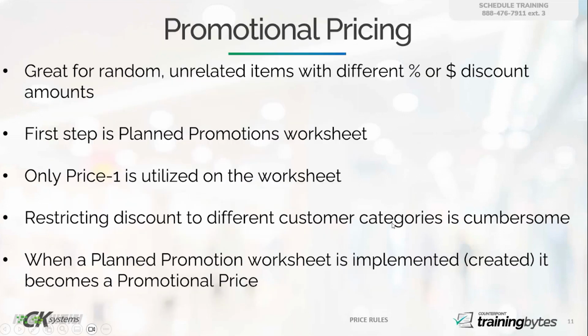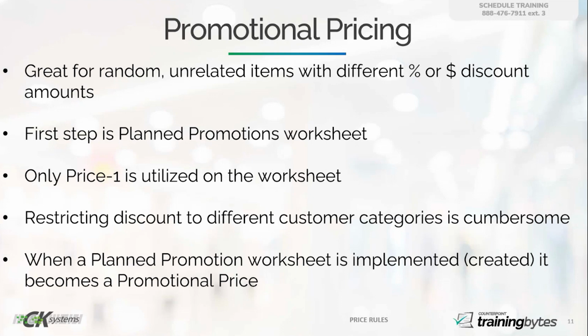So we're going to talk about promotional pricing first. Promotional pricing is great for random, unrelated items that have different percentages or dollar discount amounts. For example, I sell 50 different titles of books, but only one or two of them are going on sale, and one of them is going to be discounted 50%, and one of them is going to be discounted 25%. So that's a good candidate for promotional pricing.